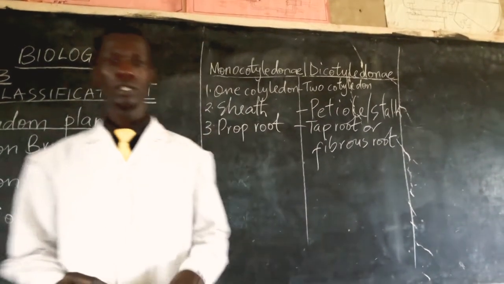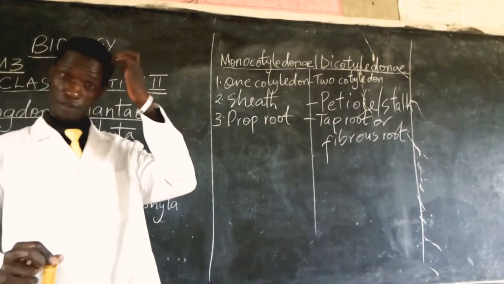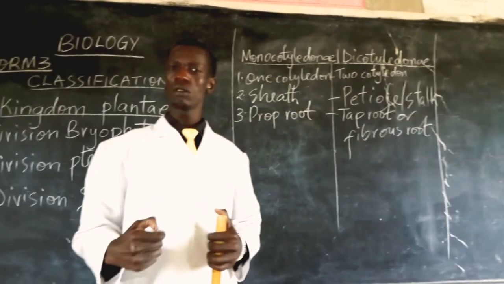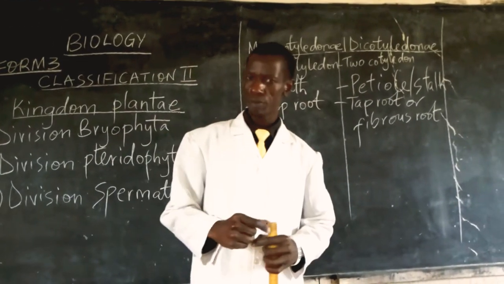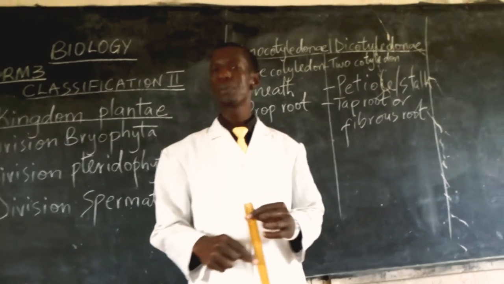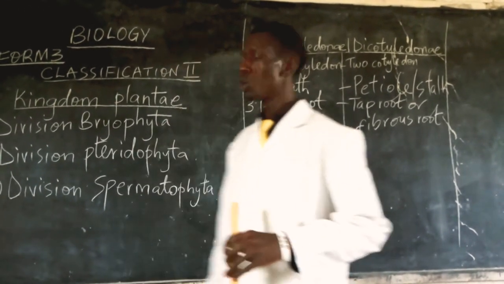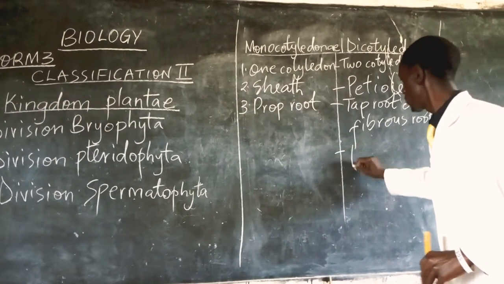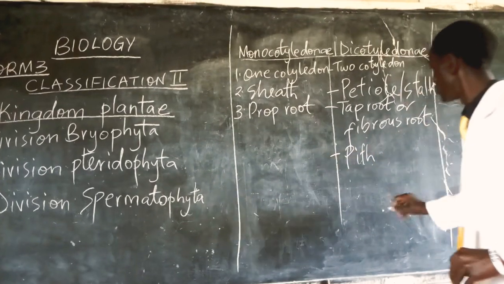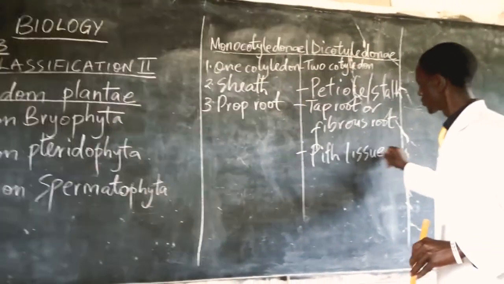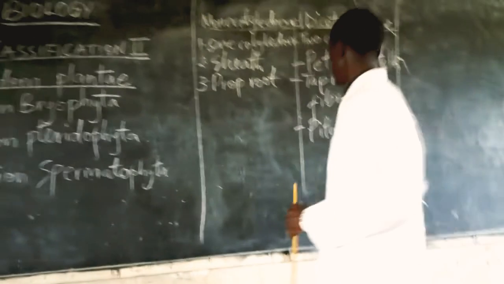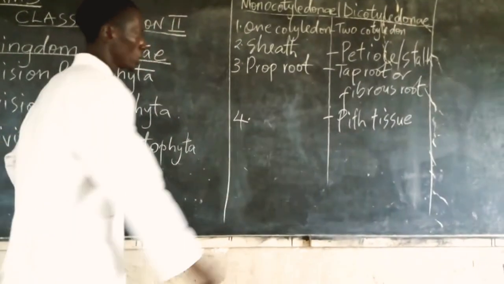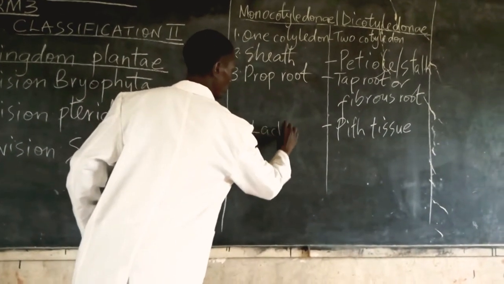And apart from that, difference number 5, if I'm not wrong: when you look at the internal structure of the stem and the root, the dicotyledonous plants have a certain tissue called pith tissue at the center of the stem and root, while the monocots do not have the pith tissue.